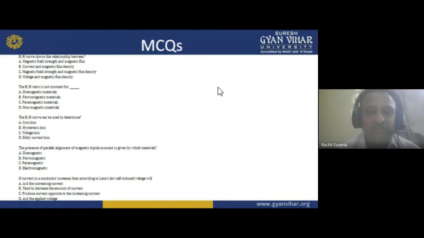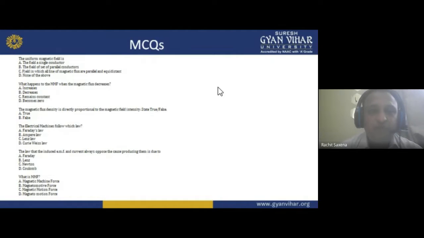Some questions are like: the BH curve shows the relationship between what? As I told you earlier, the BH ratio is not constant; the BH curve can be used to determine what? The presence of parallel alignment of magnetic dipole moment is given by which material? If current in a conductor increases, then according to Lenz's law, the self-induced voltage in the uniform magnetic field is what? These are multiple choice questions related to the magnetic circuit. These types of questions you will also find in your competitive exams.